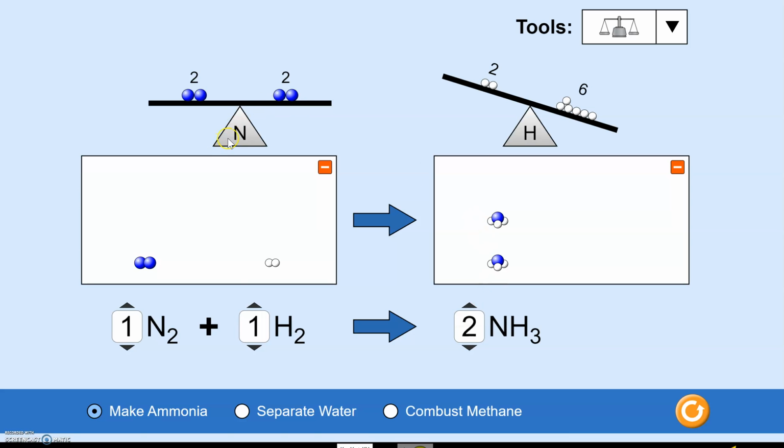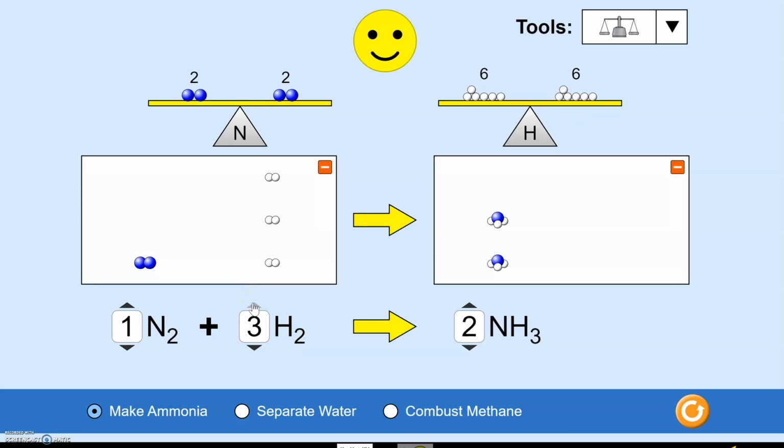And check it out. Our nitrogens are balanced. 2 on the reactant side, 2 on the product side. But by multiplying this molecule by 2, I increase my hydrogens as well, because this subscript tells me that there are 3 hydrogen atoms per molecule, and I just multiplied the whole molecule by 2, so now there's 6. So how can I get 6 atoms of hydrogen on the reactant side if there are 2 in a molecule? I'm going to multiply this molecule by 3, and now my equation is balanced.